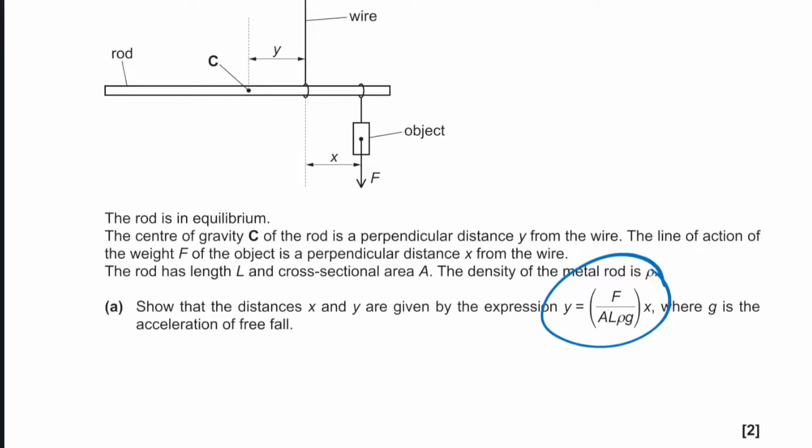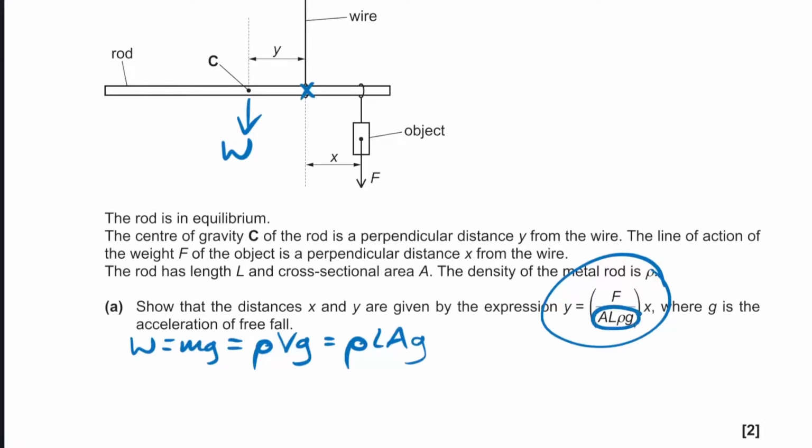Okay, so here's our pivot then, isn't it? And this is pulling down, of course. So I guess therefore we can say that the weight of the rod is of course equal to mg, which is equal to the density times the volume times g, which is equal to the density times the length times the area times g. Okay, so that's where that comes from. Cool. So this is just the weight, and then it's just moments, isn't it?